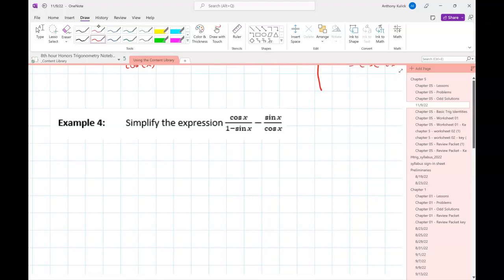What kind of algebraic thing could we do here? Make a common denominator so we can subtract these two fractions. That's what I would do first. Again, Christian, what you were suggesting, not wrong by any means, but at some point you're going to need to make a common denominator, and it's probably going to be easier before you start monkeying around with the trig identities. So that common denominator is just going to be cosine x times 1 minus sine x.